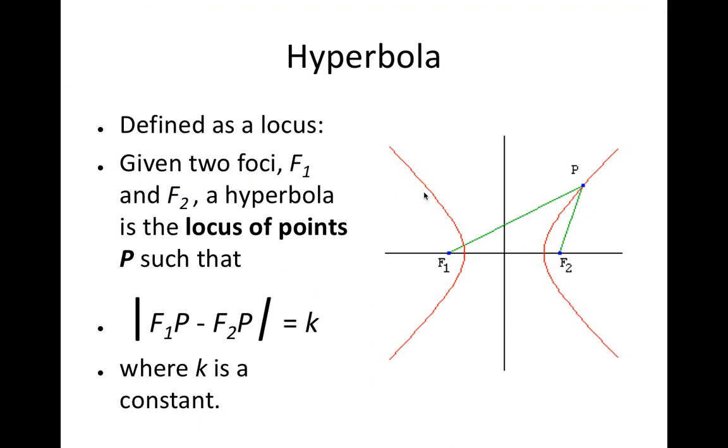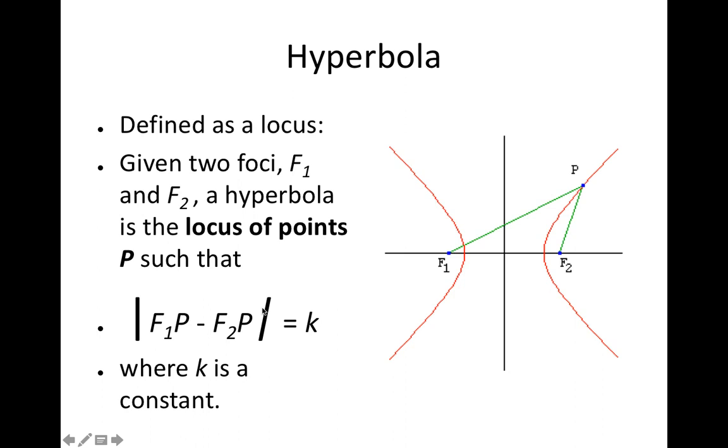Defined as a locus given two foci, f1 and f2. A hyperbola is the locus of points in a plane such that... A hyperbola is the one where you're subtracting the y squared, or the signs are different between your x squareds and your y squareds. And anyway, we also have subtraction here.